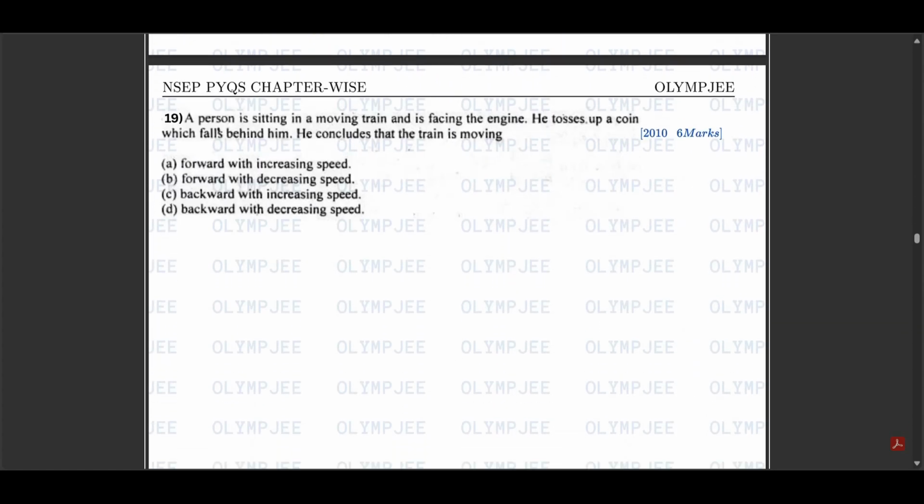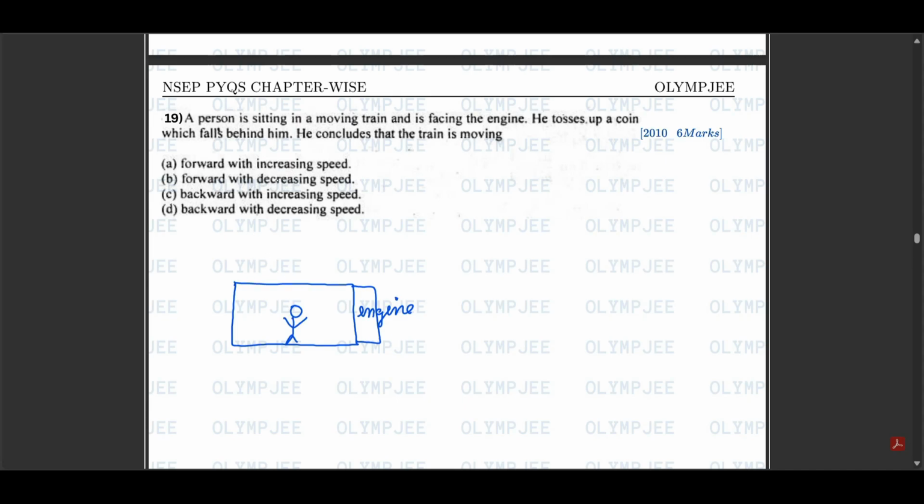Now moving on to question 19, it says a person is sitting in a moving train and is facing the engine. He tosses up a coin which falls behind him. He concludes that the train is moving. So the person is facing the engine, right? So assume that the engine is here. And he tosses a coin which is falling behind him.